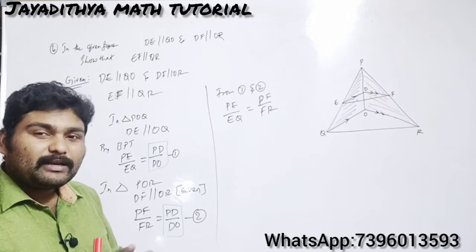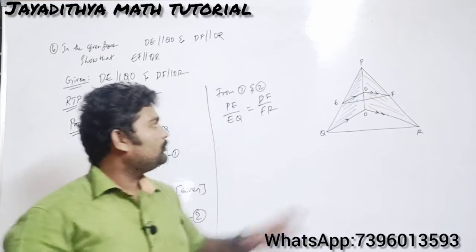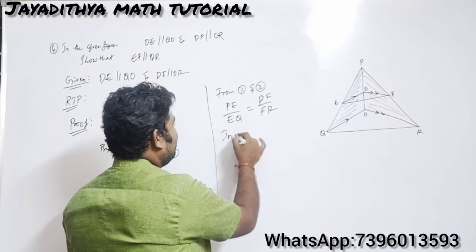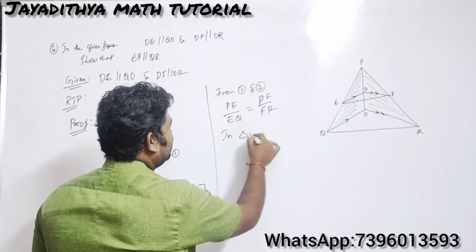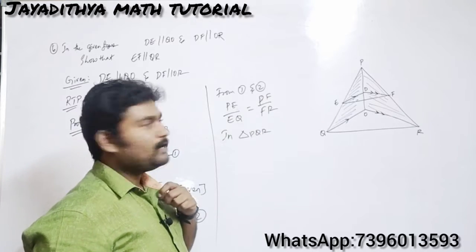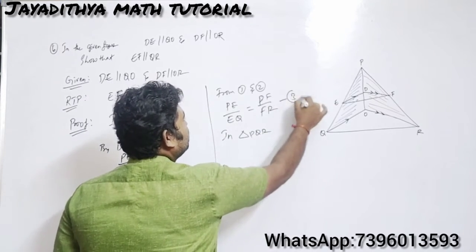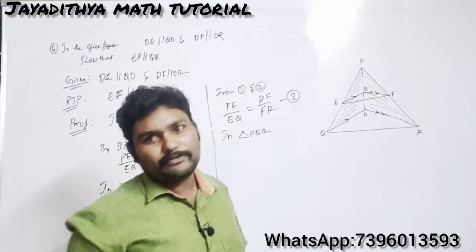So what is our intention actually? We need to prove that EF is parallel to QR, right? So in triangle, now I am taking the major triangle, that is PQR. In triangle PQR, we got PE by EQ is equal to PF by FR, right? So let us take this as equation 3. So if the ratios are equal, then the lines will be parallel by converse of basic proportionality theorem.